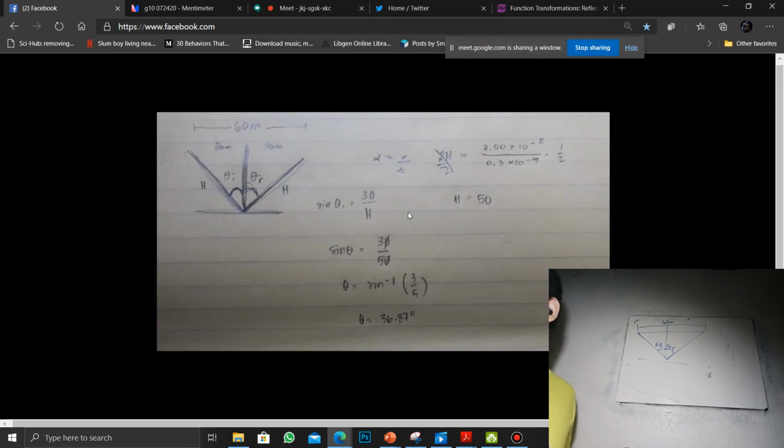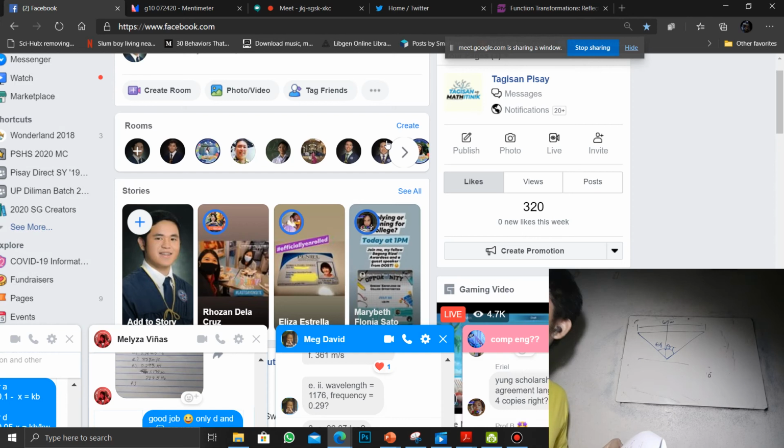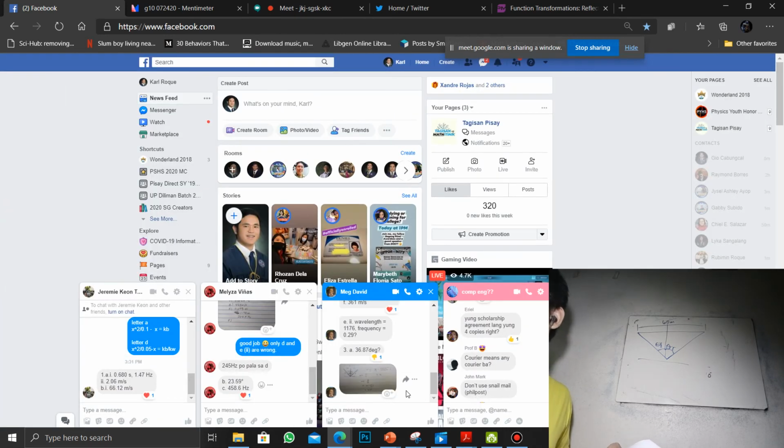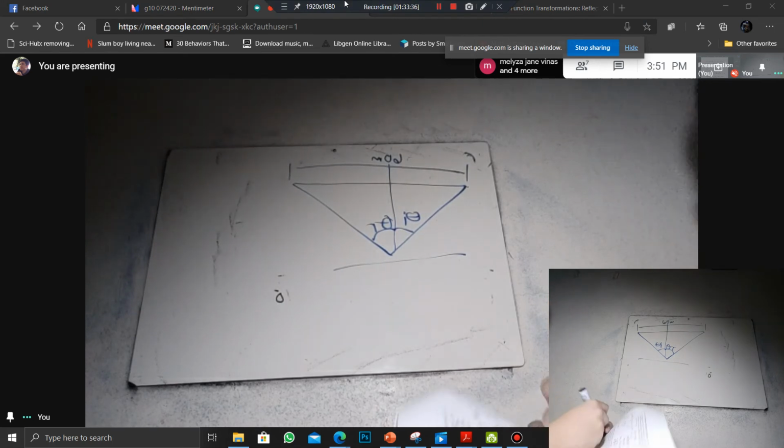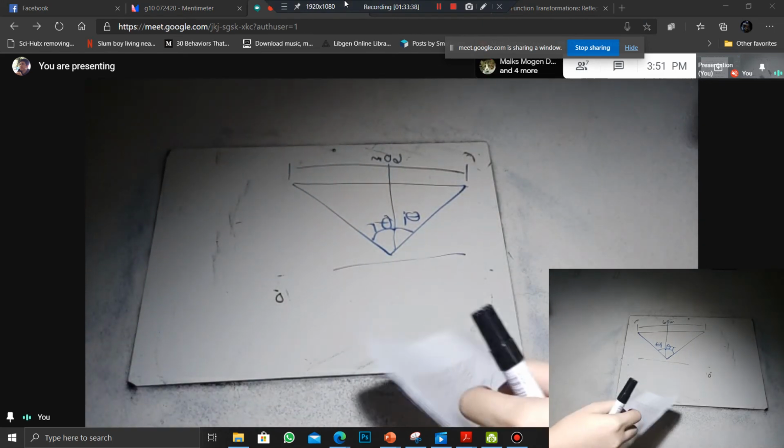Distance equals V times T, di ba? D equals V times T. Hindi V over T. Di ba? D equals VT. Ayun. Pero nevertheless, you have the idea. Good job. Okay. Sa letter C, tama yan. Sige, game. Let's go. 60 meters daw yan. 45 meters.